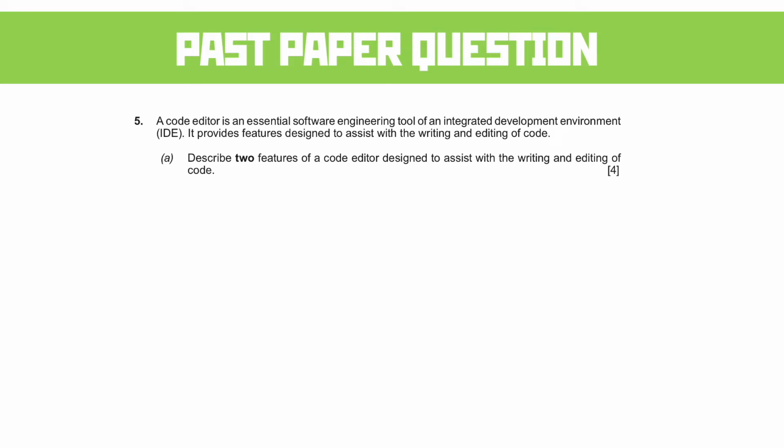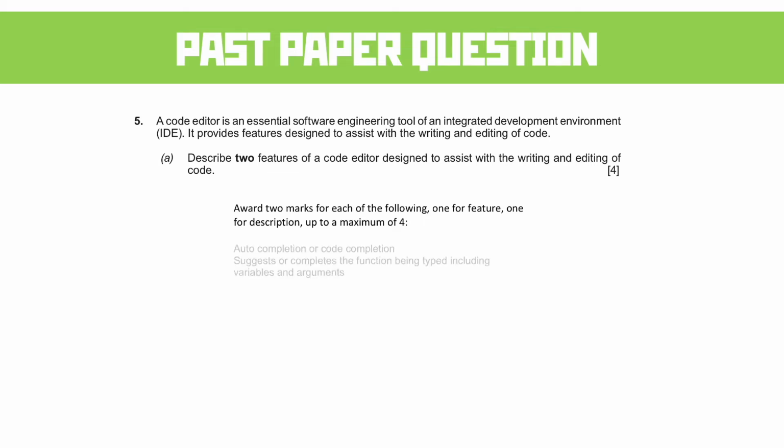Well, there's going to be 2 marks here, 1 for the feature and 1 for the description, which makes sense, 4 marks. So first one could be auto-completion or code completion. And the auto-completion functions essentially suggest or complete the functions being typed, including the variables and the arguments. If you think back to the video we looked at in the summary section, that was very, very useful.